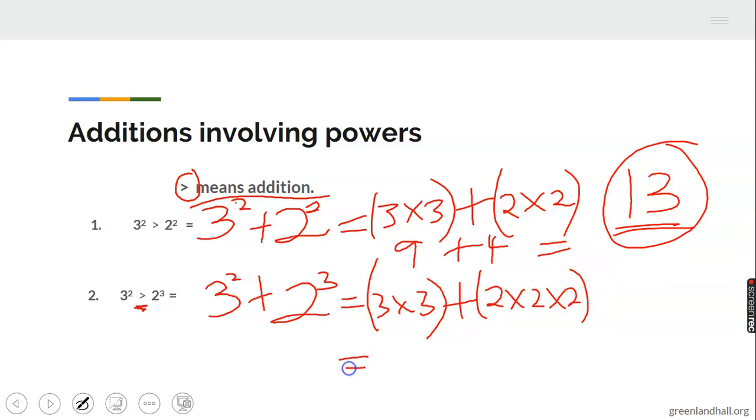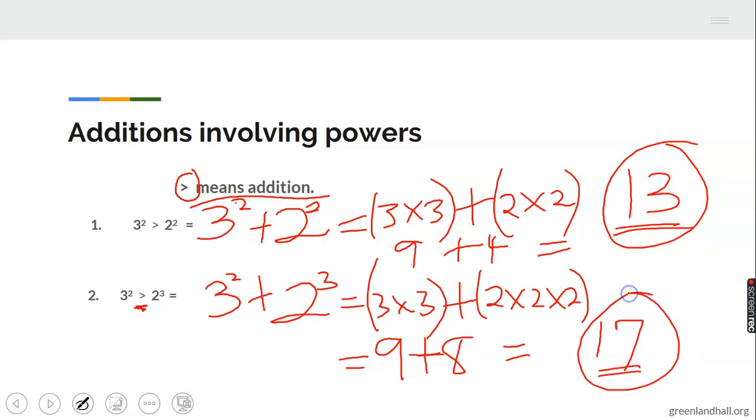3 times 3 again is what? 9. And then we had it with 2 times 2, 4. 4 times 2, 8. So tell me 9 plus 8 is what? That's 17. 9 plus 8 is 17. So this is our second answer for this question. Did you see that? I hope you understood what we've done. You can always pause this video, or you can always go back and listen all over again.